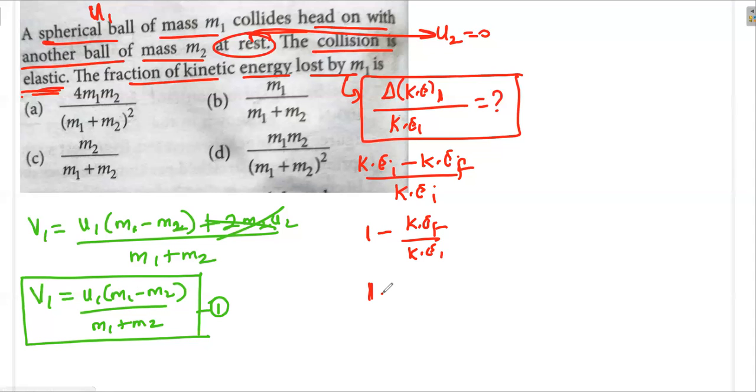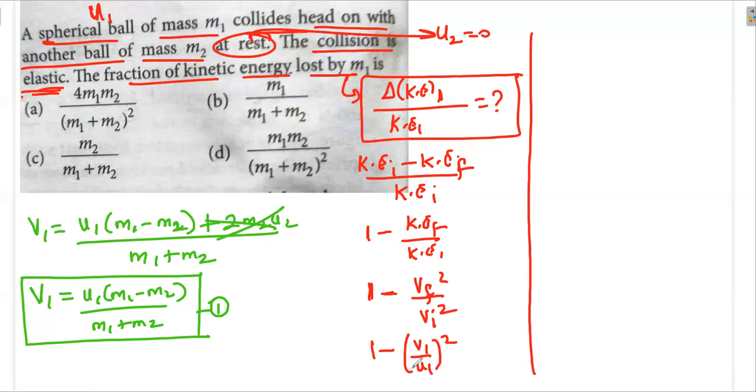So this is 1 minus half m v squared; the half m on top and the half m at the bottom cancel. This is v final squared by v initial squared. I hope this is clear. Here v final is v1 and v initial is u1. So this is 1 minus v1 by u1, the whole squared. I hope this is clear.